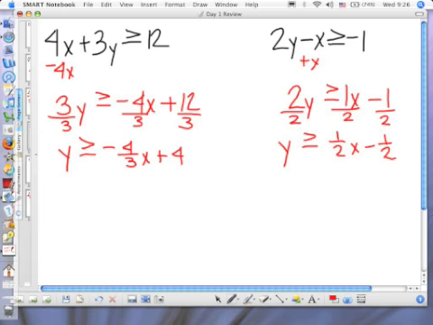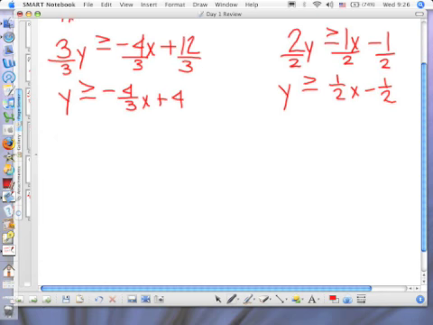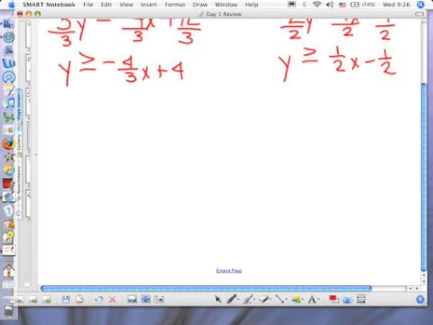All right, let's graph them. Is the piecewise? No, this is not piecewise. We're not doing piecewise on this exam.